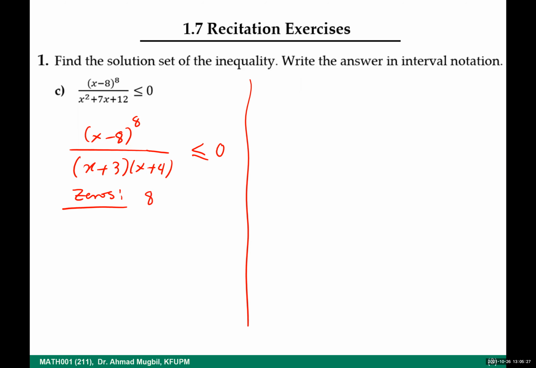8 in the numerator, and negative 3 and negative 4 in the denominator. These are the zeros of the 3 factors that we have. We can see 3 factors, but in fact, here we have 10 factors. 8 is repeated, of course, 8 times. Now, next, what will we do?